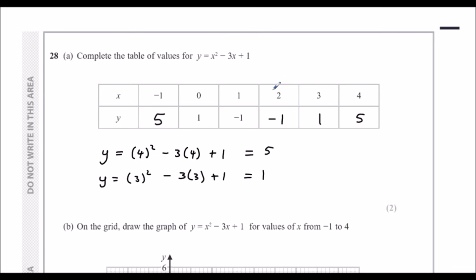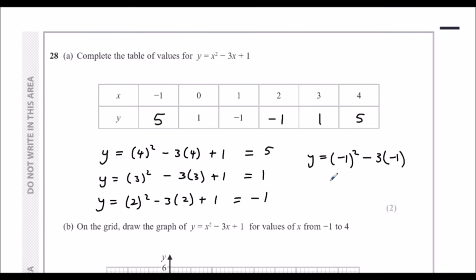But let's check. So let's do our 2 calculation. So 2 squared, take away 3 2s plus 1. 2 squared is 4, take away 3 2s, which is 6. 4 take away 6 is -2, plus 1 is -1. And then this one should be 5. We'll just check. So -1 squared is 1. Take away 3 times -1. This gets a bit complicated with the negative numbers. A negative times a negative is a positive. So we're going to have 1 plus 3 plus 1, which is 5.